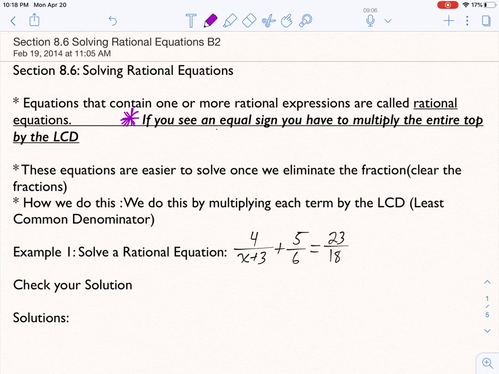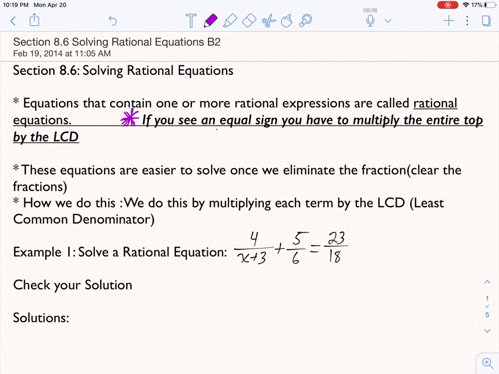With multiplying and dividing rational expressions, we did not find the LCD at all. With adding and subtracting rational expressions, we found the LCD and just multiplied top and bottom by what we were missing in the denominator to get to the LCD. But here what we're going to do is we're going to find the LCD and we're going to multiply every term in the equation by the LCD.